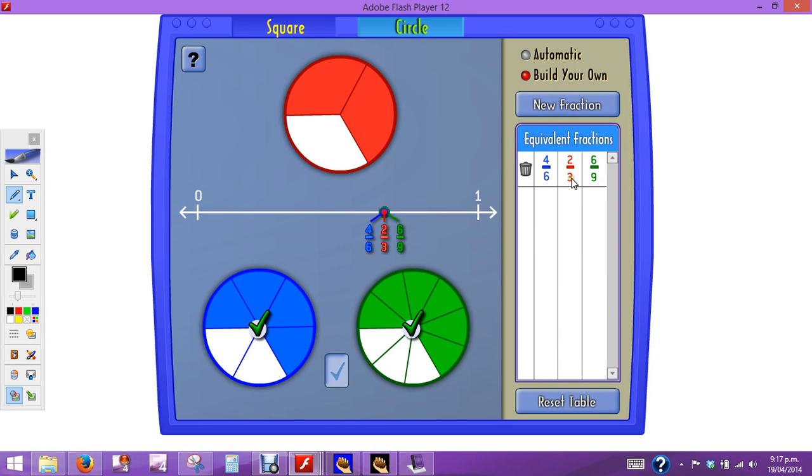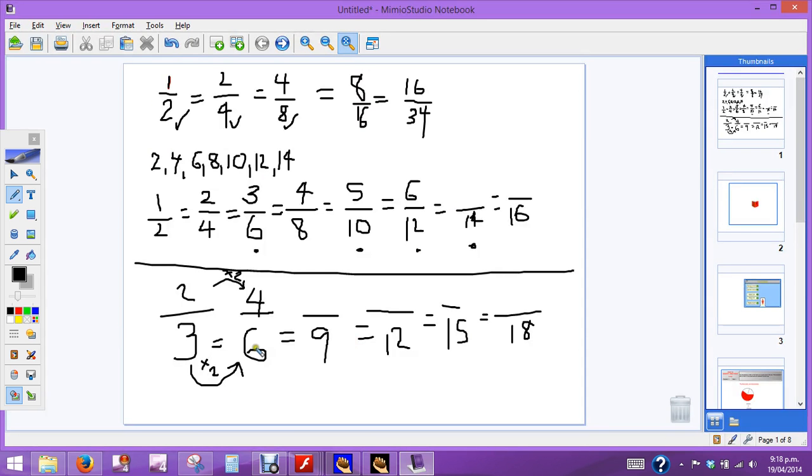How do I get ninths? Well, from thirds, each of those big third pieces is now cut up into 3 more. So I've timesed the thirds by 3 to get ninths. So I need to times the 2 shaded bits by the 3 that's within them to get 6 ninths. So 3's to get ninths was a times 3 pattern. So I also take 2 times 3 to get my 6 ninths.